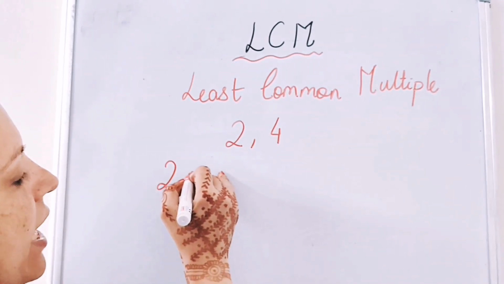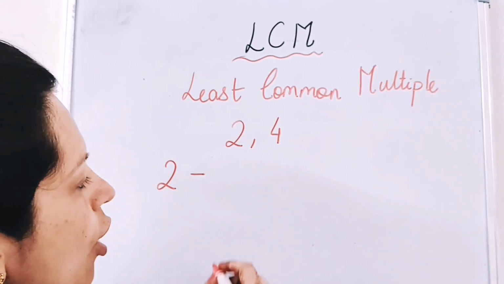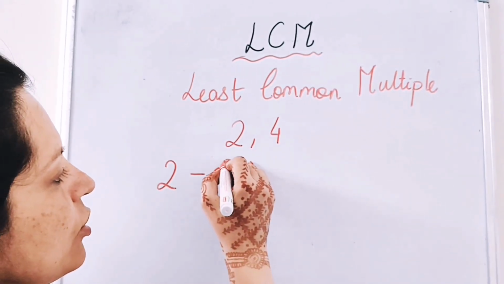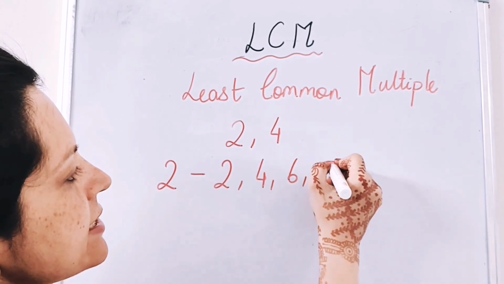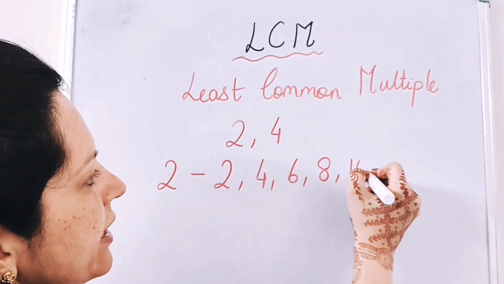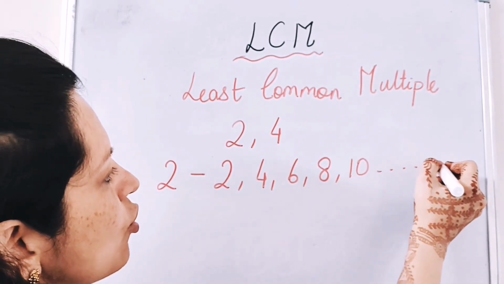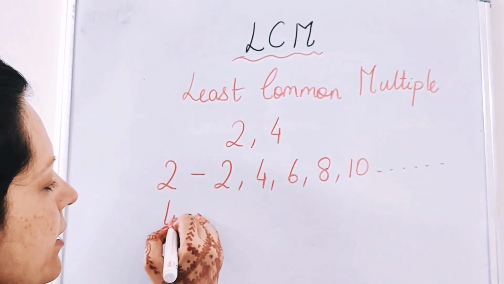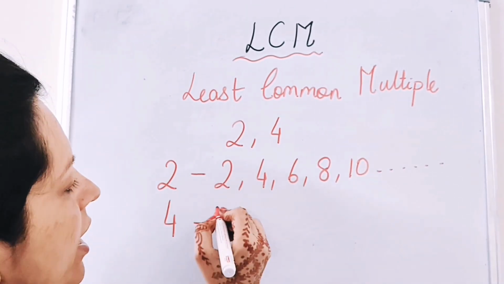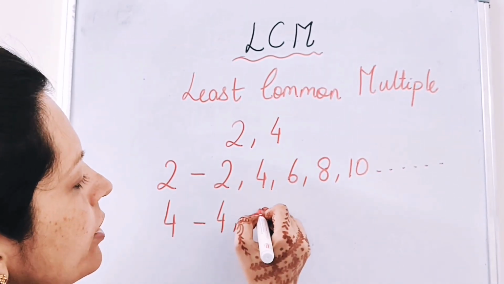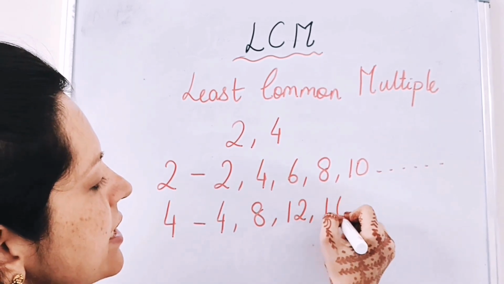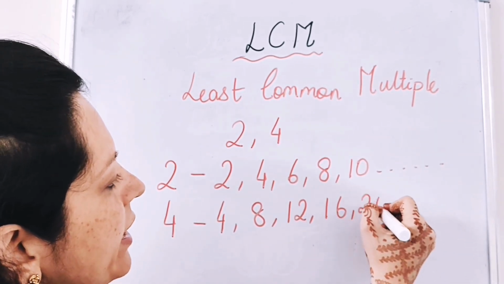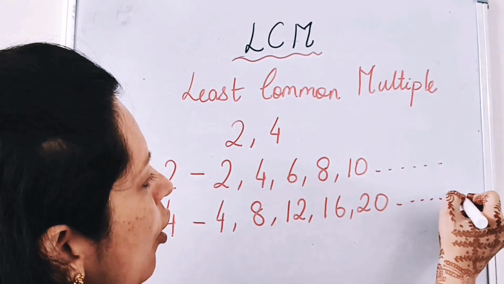First, let's write down the multiples of 2. 2, 4, 6, 8, 10 and so on. Then the multiples of 4 are 4, 8, 12, 16, 20 and so on.